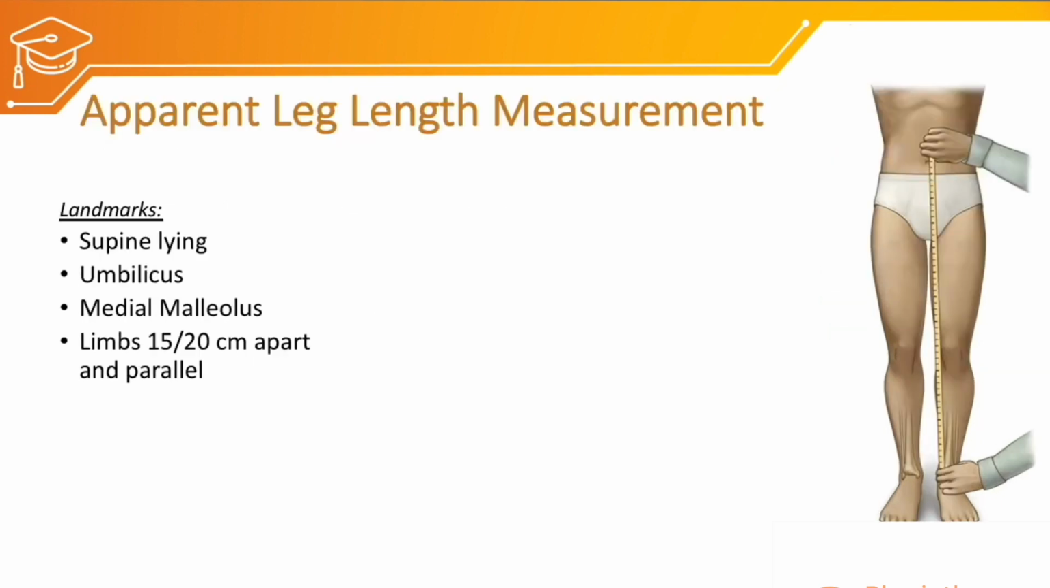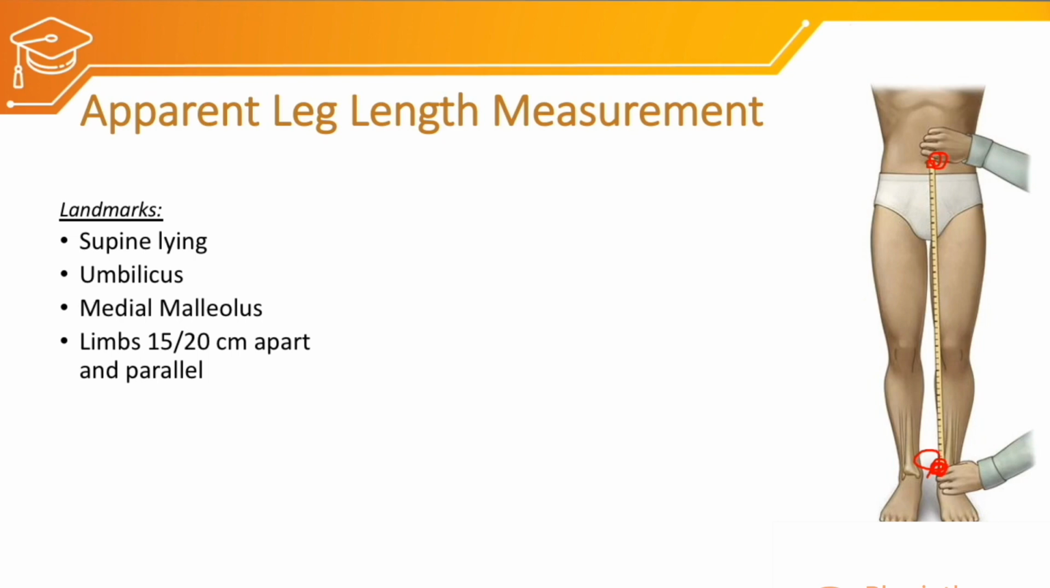So the first technique is the apparent limb length measurement. For this, the patient has to be in supine lying position, that is, patient lying on their back. The landmarks that are required for measuring apparent limb length are the umbilicus and the medial malleolus. One end of the measuring tape has to be placed on the umbilicus by thumb, and the other end should be placed on the medial malleolus.